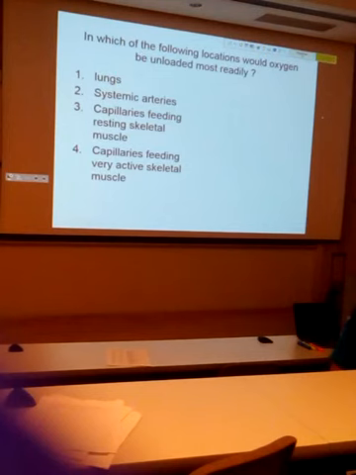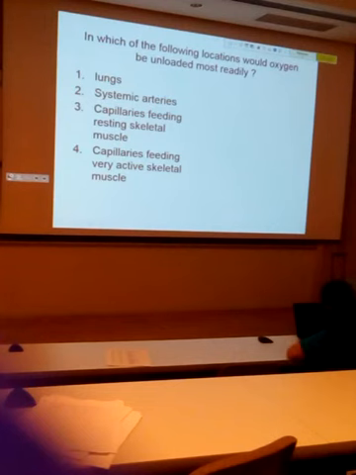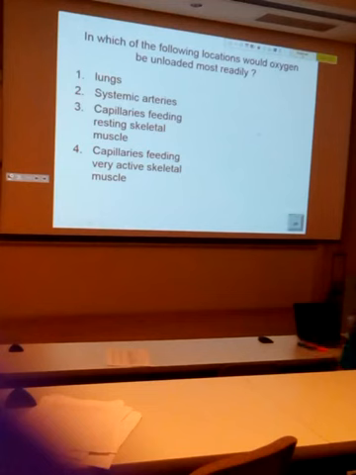All right, in which of the following locations would oxygen be unloaded most readily? Meaning, where would it unload the most oxygen? In the lungs, systemic arteries, capillaries feeding resting skeletal muscle, capillaries feeding very active skeletal muscle. 4. Duh. If you put 2, I'm going to come find you.